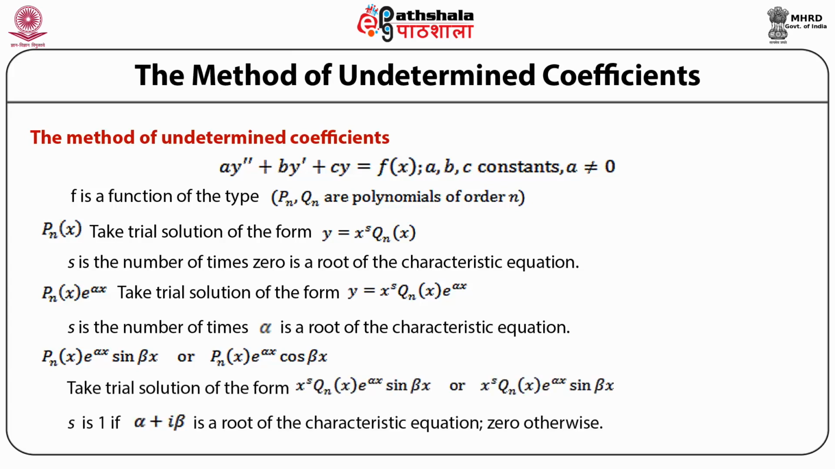Third, if the function f is of the type Pn(x) multiplied by e raised to power alpha x further multiplied by sine of beta x, or Pn(x) e raised to power alpha x into cos of beta x, we take the trial solution of the form x raised to power s Qn(x) into e raised to power alpha x into sine of beta x, or x raised to power s Qn(x) into e raised to power alpha x into cos of beta x. s is 1 if alpha plus i beta is a root of the characteristic equation and is 0 otherwise.